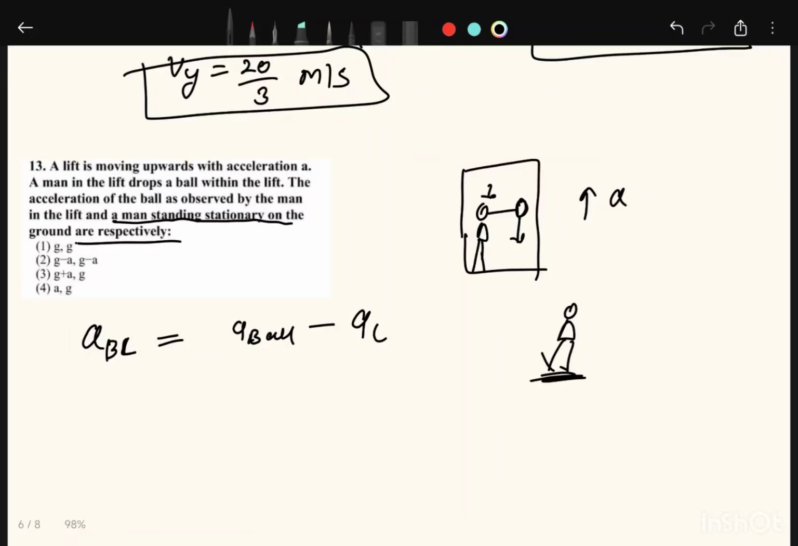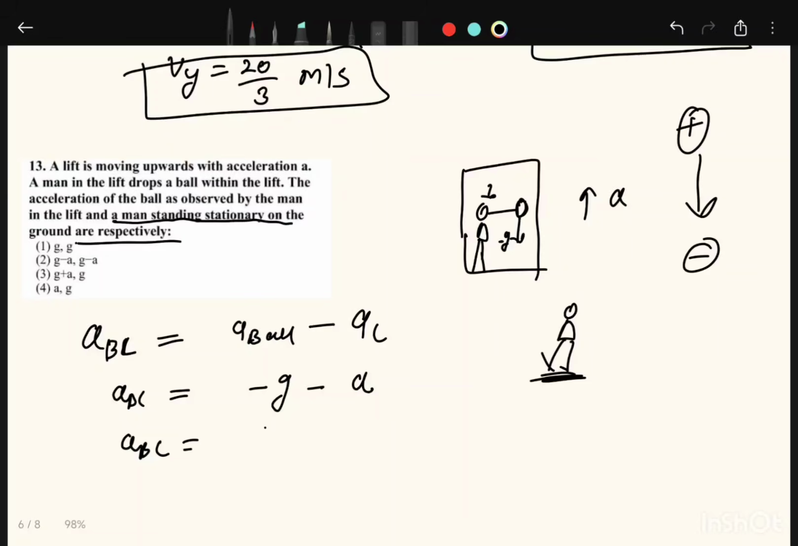So you see, your ball is coming downward when it is released by this person. So its acceleration is g. And if you take this direction negative and this direction positive, then this g will be negative. So the acceleration of the ball will be minus g, and your lift is going upward, so the acceleration of your lift is a.